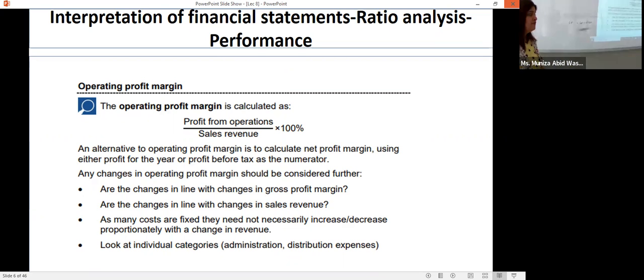Now over here, we try to find the relationship between the operating profit and the sales revenue of the organization. Where in the case of gross profit margin, we were only focusing on the increase or decrease in the sales revenue and the cost of goods sold. In operating profit margin, our focus will be wider. We are going to have a look at the indirect expenses of the organization as well. Cost of goods sold are the direct expenses, whereas admin and selling expenses are indirect expenses.